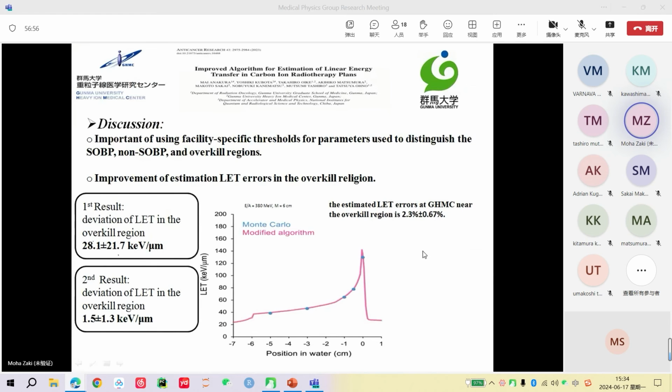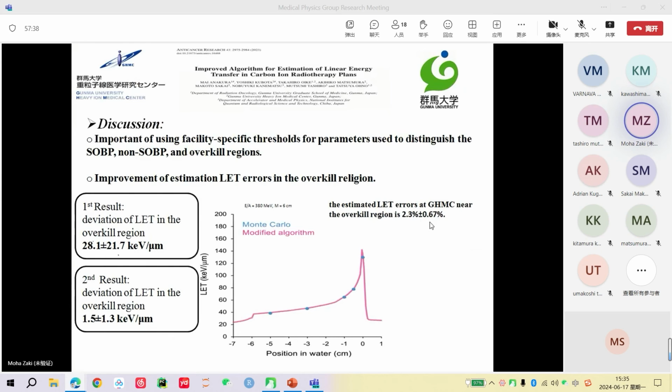Because the approximation formulas are based on the approximation of high plan data, the LAT estimation error at Gunma Heavy Ion Medical Center was 2.3% plus or minus 0.67% when compared to that estimated by the Monte Carlo simulation, in which the error appeared mostly near the overkill region. This error could be reduced by modifying the approximation formulas to match the facility-specific Monte Carlo result and data.